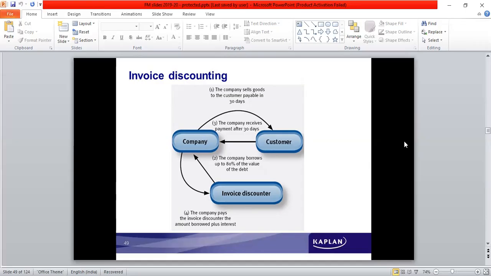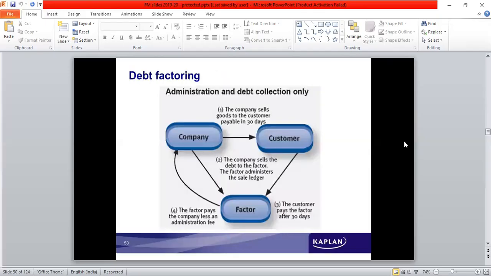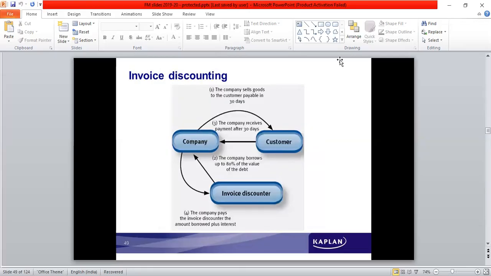We're discussing giving a cash discount to the customers, but there are certain other services also which are available in terms of receivables. So we see the invoice discounting facility, then we see factoring services. So these two things, let's discuss these two things.